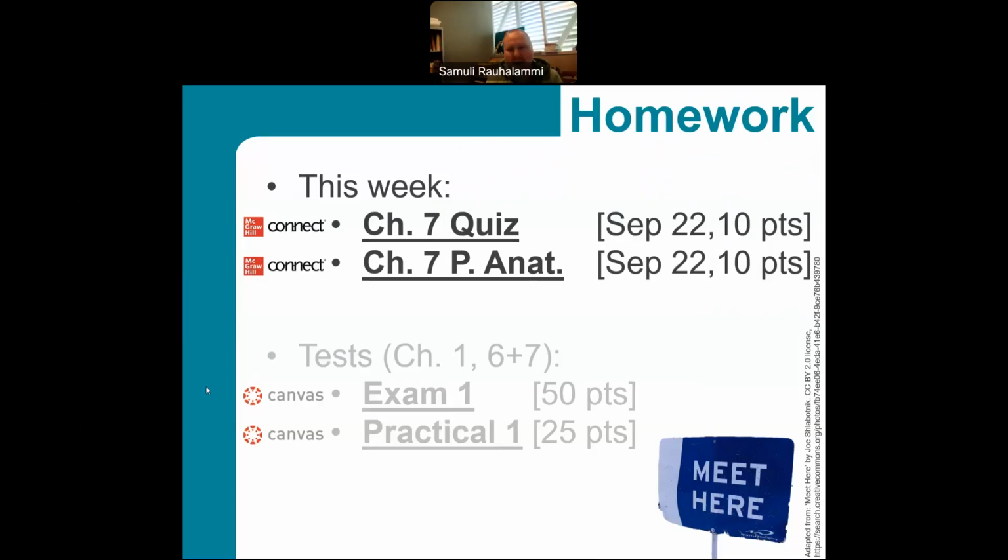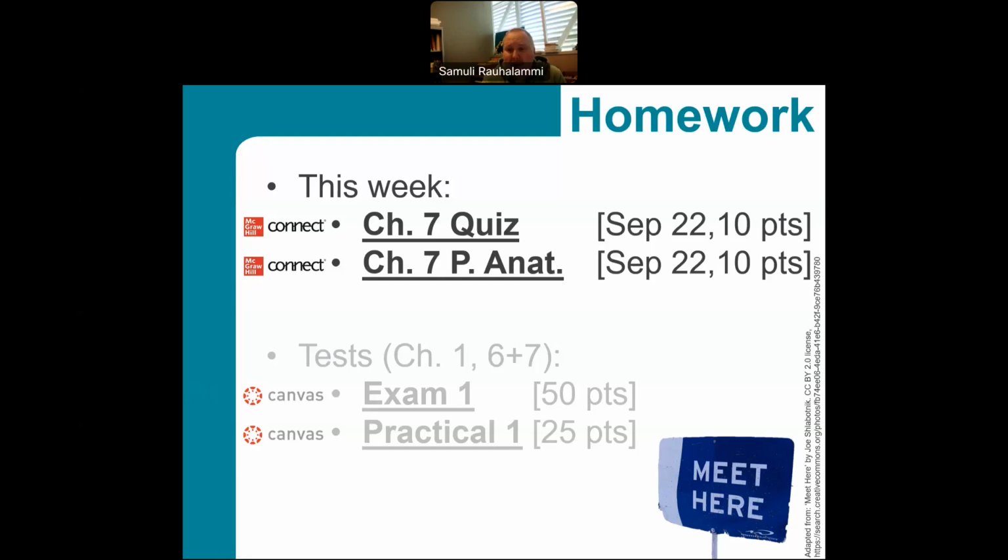And again, I'm going to jump out of this screen and try to share another screen, now that we've had a chance to look at last week's homework. So why don't we look at the homework for this week? And this week I have a very familiar structure to what you've gotten used to in this course. So this week, I'm asking you to look at the chapter 7 quiz, and I'm asking you to look at the chapter 7 practice anatomy. And let me just highlight that those are due at the end of the week.